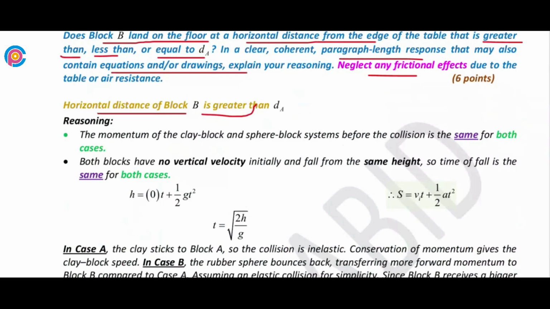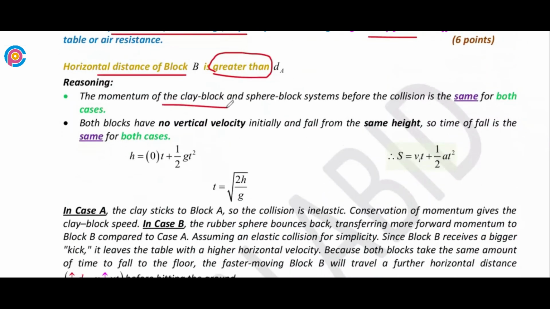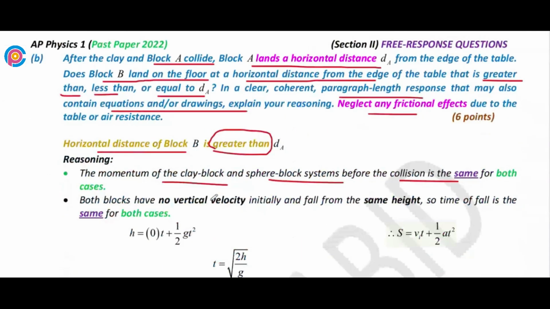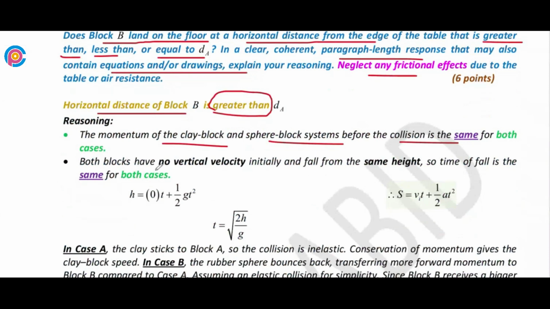So that means block B will cover a greater distance while falling. But first of all, we have to discuss that the momentum of the clay-block system and the sphere-block system before the collision is the same for both cases. As we have discussed, in both cases it is equal to mv. And another point, both blocks have no vertical velocity initially, and they fall from the same height.